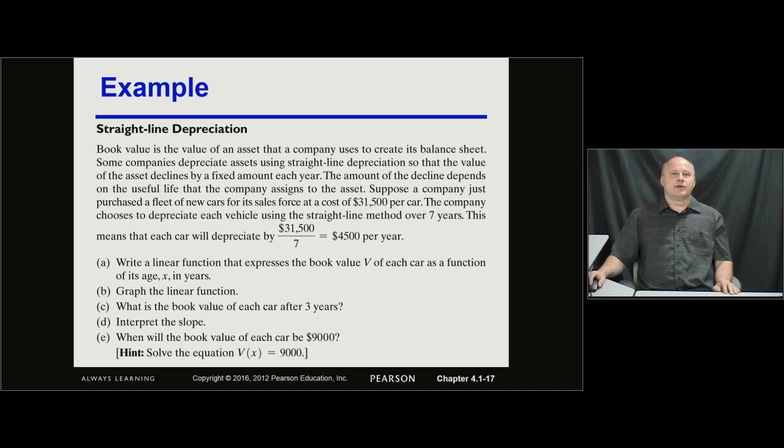Okay, so write a linear relationship that expresses the book value V of each car as a function of age, where x is in years. And then we're going to graph the linear function. We're going to find the book value of each car after 3 years. We're going to interpret the slope: what does the slope mean in this linear function? And then, when will the book value of the car reach $9,000? In other words, we're going to solve the equation V of x equals $9,000. Okay?